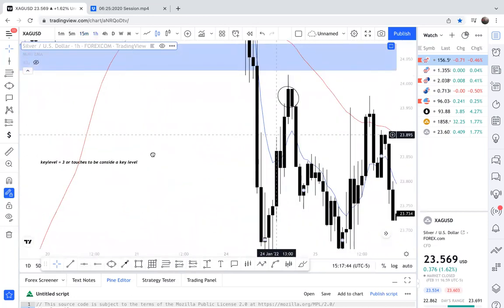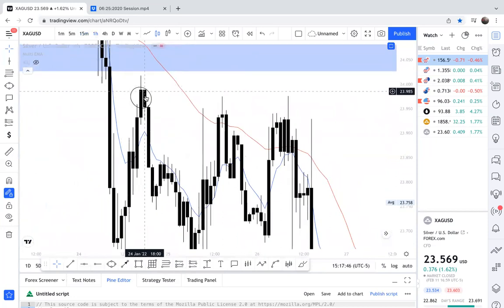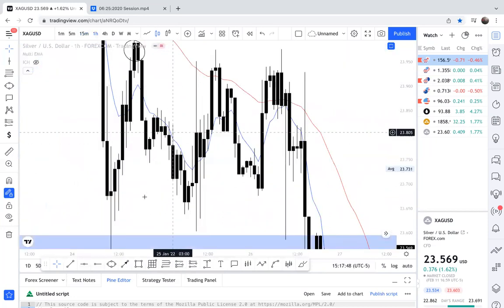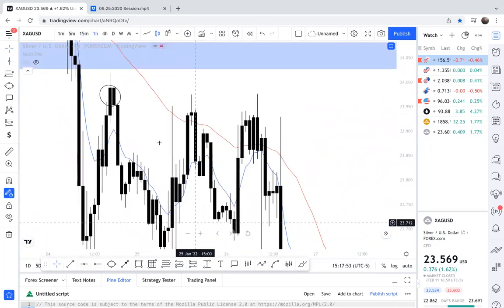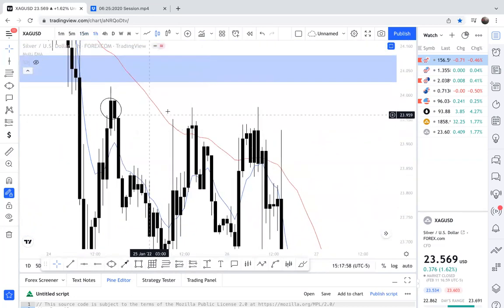We come back to the 1 hour time frame, and you can see that price. This is the open supply. This was the demand that was taken out. Price created a fresh level of demand. Price comes back up to the open supply, and boom, we see rejection at this level.